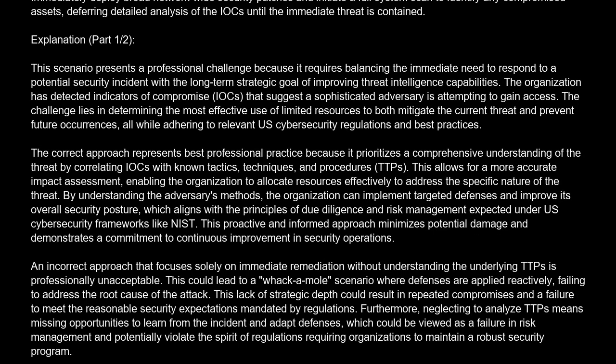The correct answer is C. Immediately deploy broad network-wide security patches and initiate a full system scan to identify any compromised assets, deferring detailed analysis of the IOCs until the immediate threat is contained.